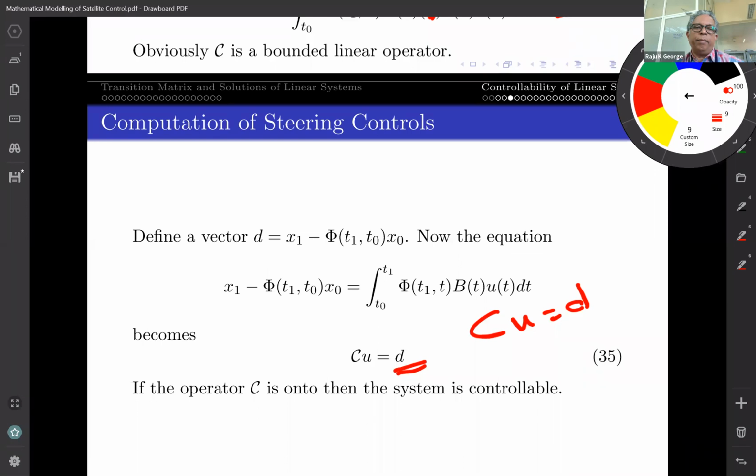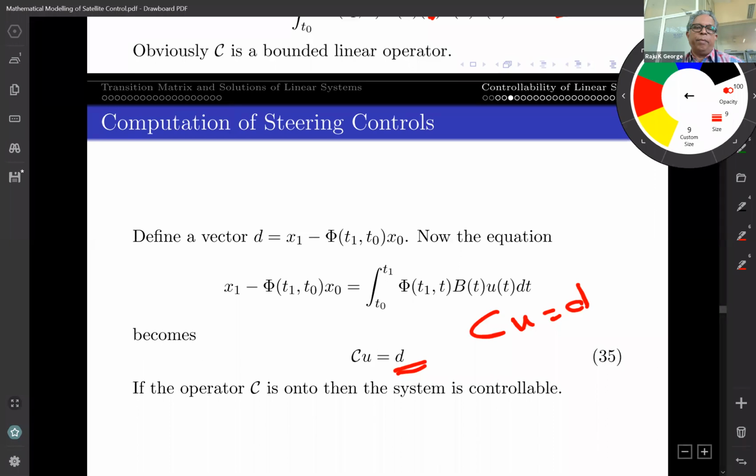So if for any arbitrary D, there exists a U in L2 such that Cu is equal to D, then my system is controllable. That means if C is onto, then the system is controllable. So therefore, mathematically, controllability is nothing but the onto-ness of the bounded linear operator C.